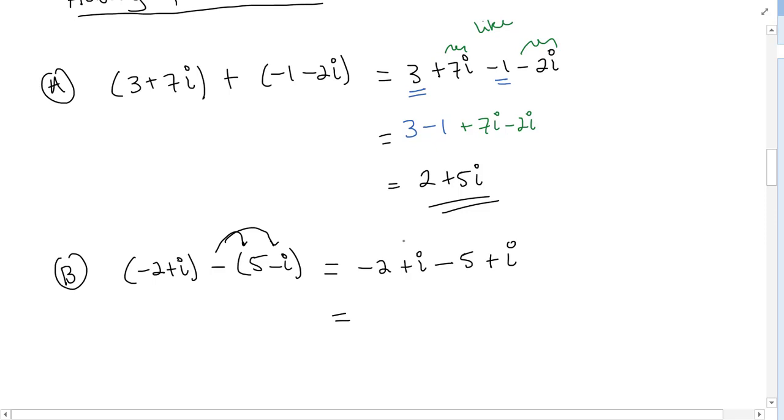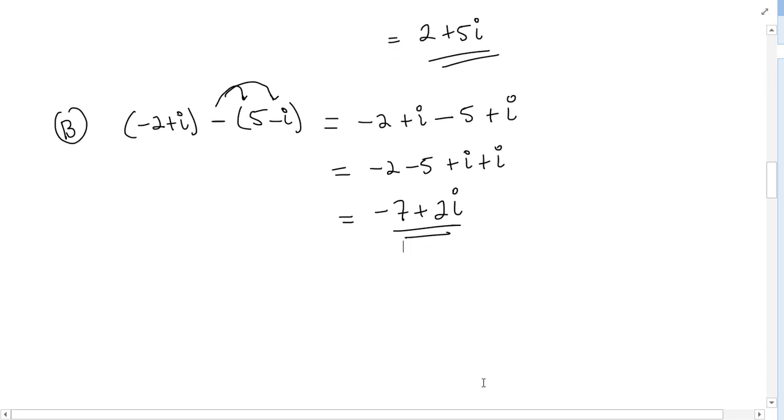Now we do what we did up here, where we combine the real parts. So minus 2 minus 5, those are the real parts of the complex numbers, plus i plus i. My real part is going to be minus 7, and the imaginary part, 1i plus another i, is 2i. And that will be our answer for this one.